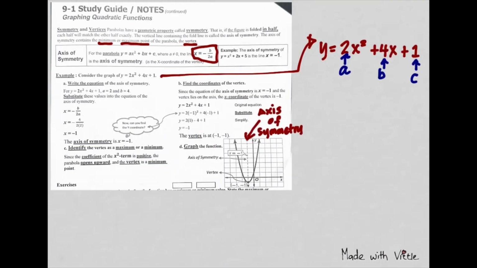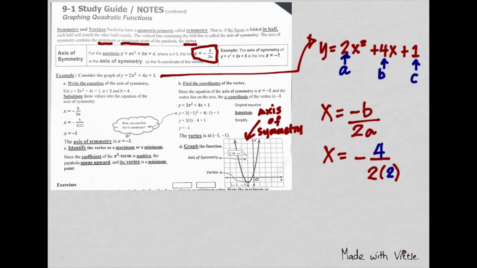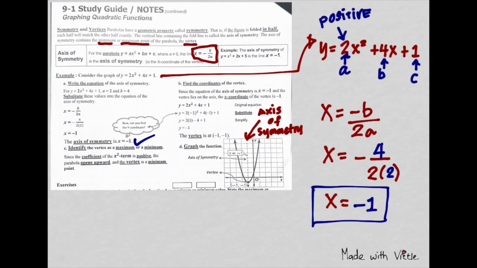Write down the formula for the axis of symmetry. Then substitute. The answer is negative 1. Since the a value is positive, our parabola opens upward and thus has a minimum point called the vertex.